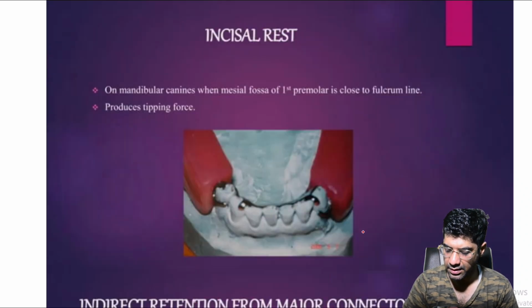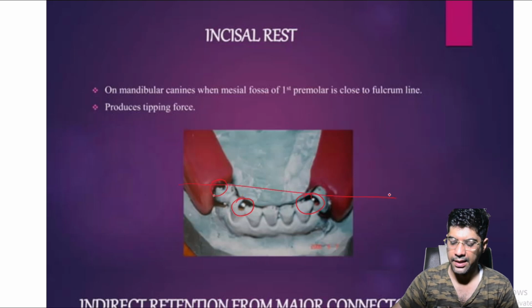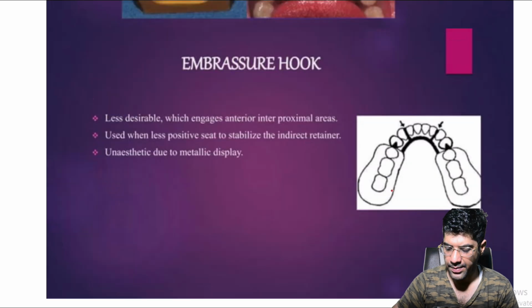Incisal rest can be placed on the mandibular canines when the mesial fossa of the first premolar is close to the fulcrum line, so it produces tipping forces. Embrasure hook is less desirable, which engages anterior interproximal areas, and it is used when less positive seat to stabilize the indirect retainer.